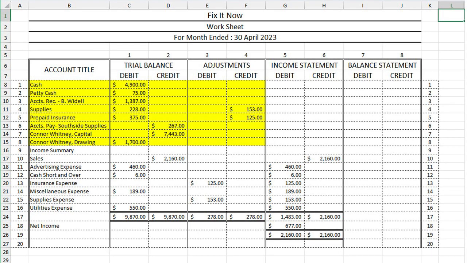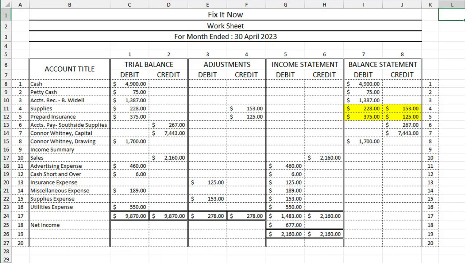The next part of section 6-3 is to finish the balance statement columns. For the balance columns, copy all of the values from cash on row 1 to Connor Whitney drawing on row 8 from the trial balance and adjustment columns to the balance columns. Pause the video and do that now.